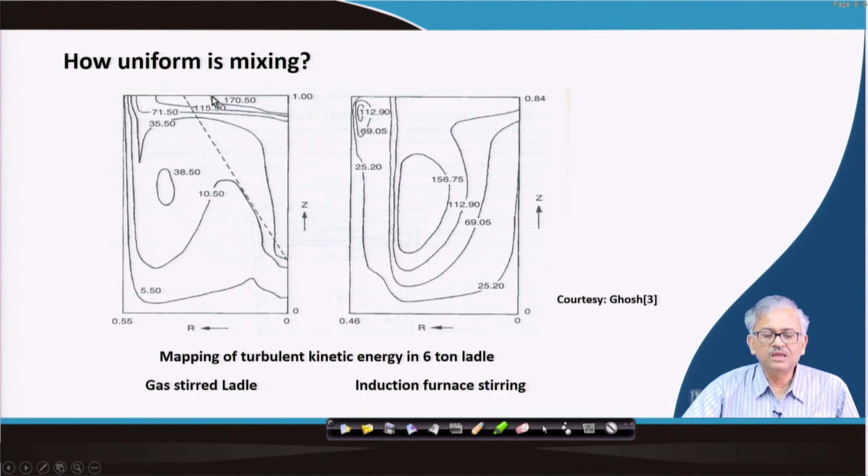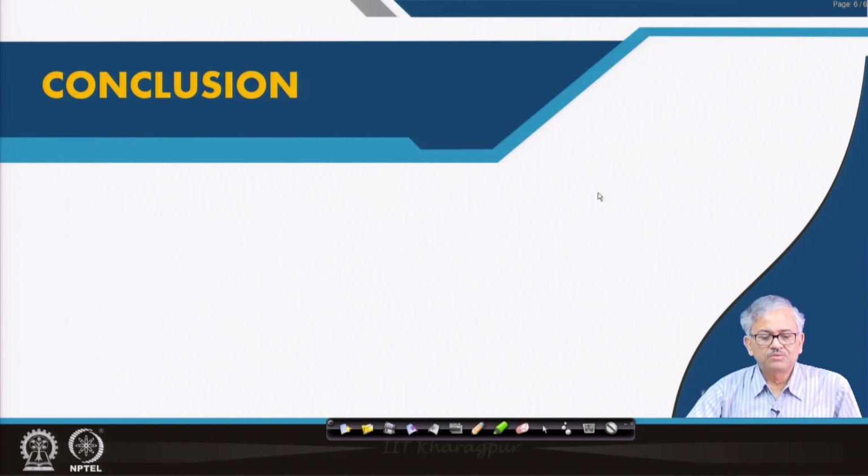You can find high energy contours are limited to the top part: 170, 115 and 71 here. Then below there is 35, then 38, 10, 5. So in this region the kinetic energy distribution is very weak, that is, the kinetic energy is very low. That's why this part has a weak loop, and a very strong loop is limited to a very small area in the upper part. So centric purging is not good, and compared to this, the induction stirring is more uniform.